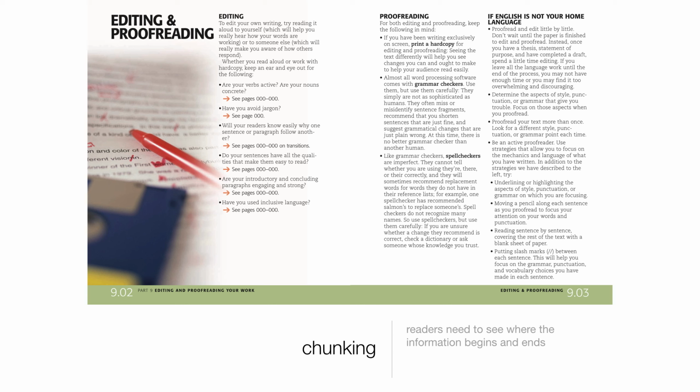And so, first of all, the concept of chunking. Readers need to see where the information begins and ends. Notice this is actually a 2-page spread. Imagine the gutter or the spiral binding going down the middle of these pages between left and right. But notice there's a main heading at the top left, and then there are 3 columns of text, and each column of text is a self-contained unit. So editing, proofreading, and if English is not your home language, they're all chunked. So you can take each column in at a glance.